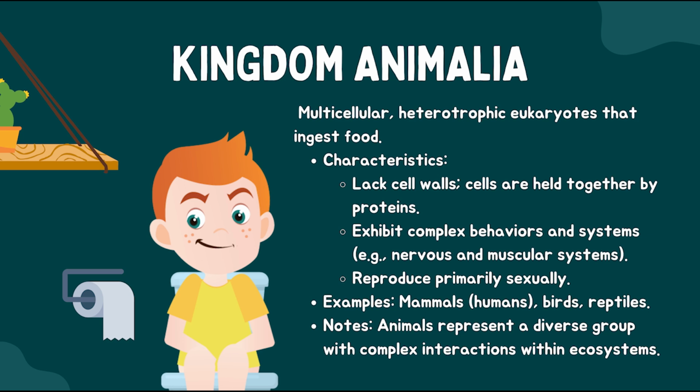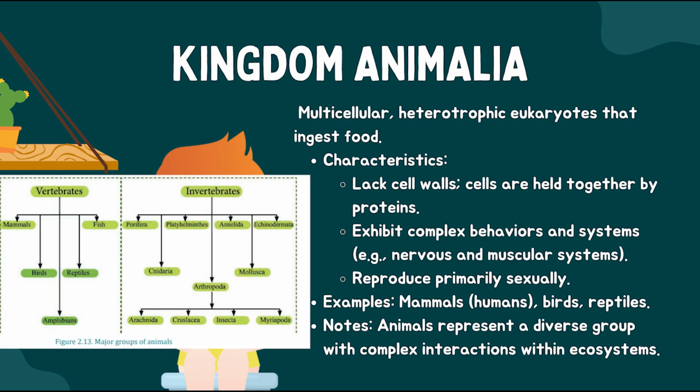Finally, the animal kingdom. Here are the major characteristics. They are multicellular and heterotrophic, meaning that they eat other organisms. No cell walls. Most have nervous systems, allowing movement and response. Examples include mammals like humans, birds, reptiles, insects, and many more. Animals are the most diverse kingdom with millions of species.